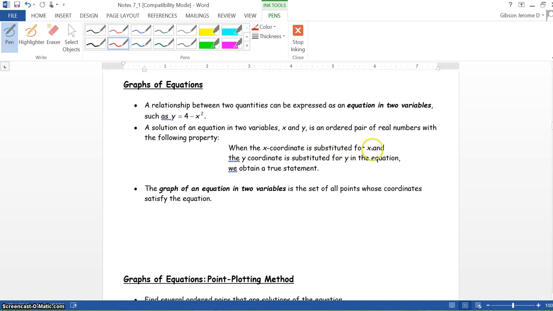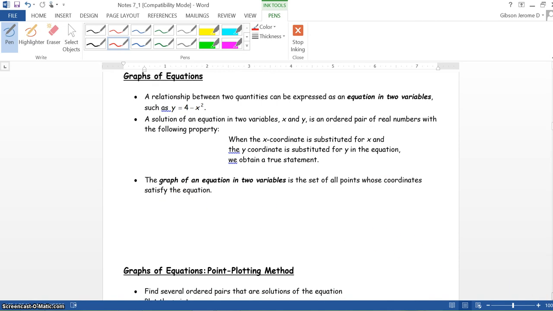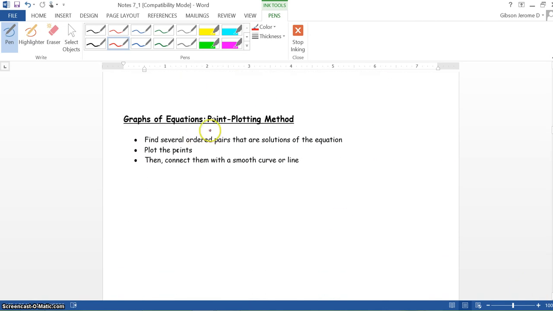When the x-coordinate is substituted for x and the y-coordinate is substituted for y in the equation, we obtain a true statement. The graph of an equation in two variables is the set of all points whose coordinates satisfy the equation. Now, we have the point plotting method for graphing equations. Find several ordered pairs that are solutions of the equation. Plot the points, then connect them with a smooth curve or line.